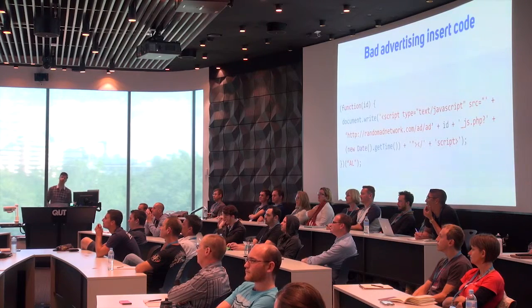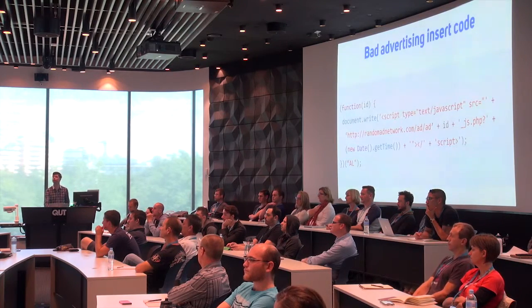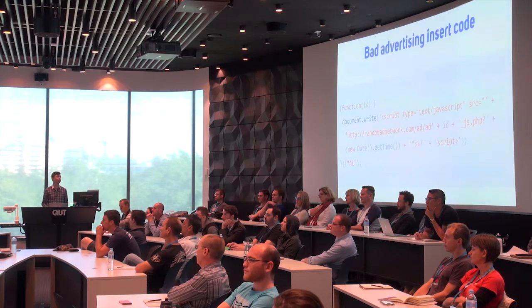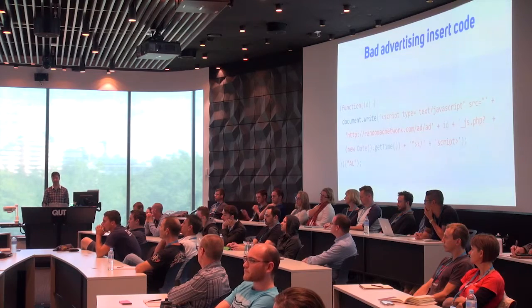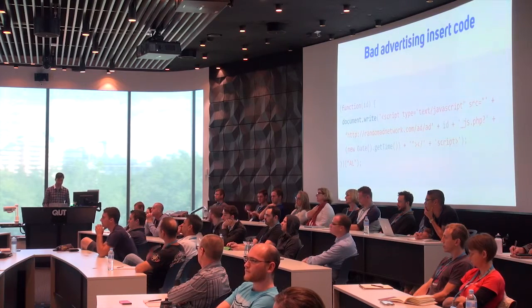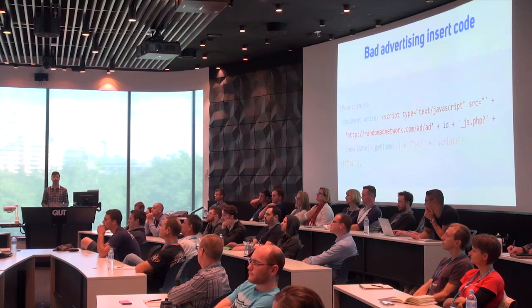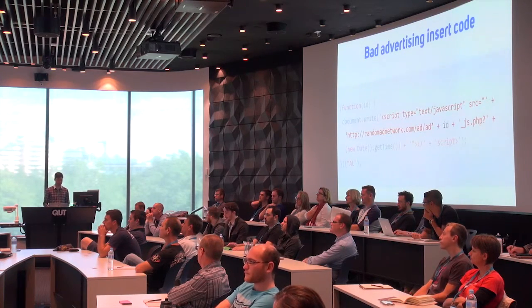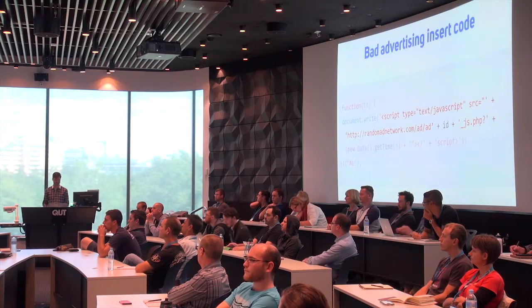And this is the code that this advertising network gets people to use. It inserts an ad and it uses document.write, which is one of the slowest and most inefficient methods in JavaScript. It's going to ruin your performance. And then what it does is it inserts a script in such a way that it blocks rendering. So if the ad network server goes down, so does the site.